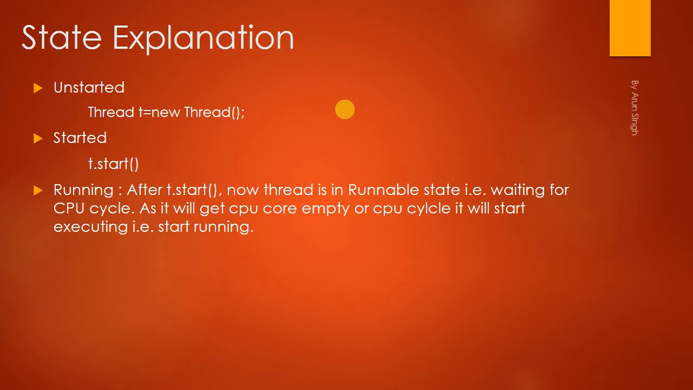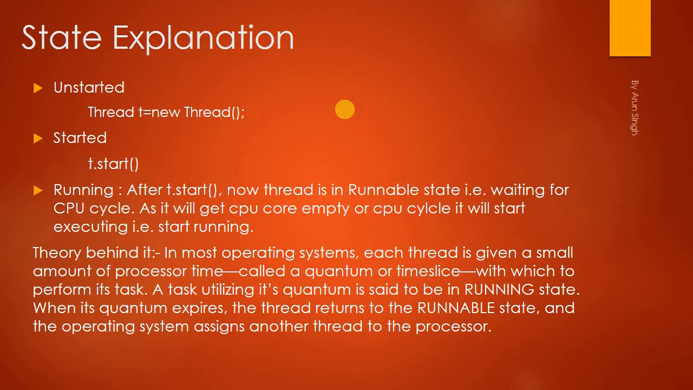That is waiting for a CPU cycle. As it gets a CPU core empty or a CPU cycle, it will start executing, that is, start running. Theory behind it: in most operating systems, each thread is given a small amount of processor time, called a quantum or time slice, with which to perform its task. When its quantum expires, the thread returns to the runnable state and the operating system assigns another thread to the processor.